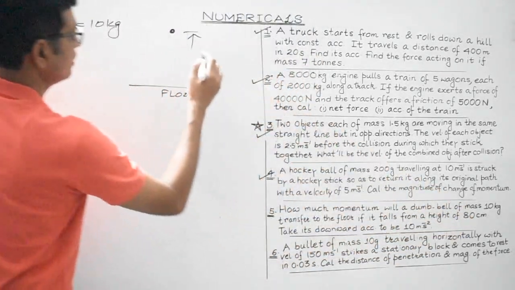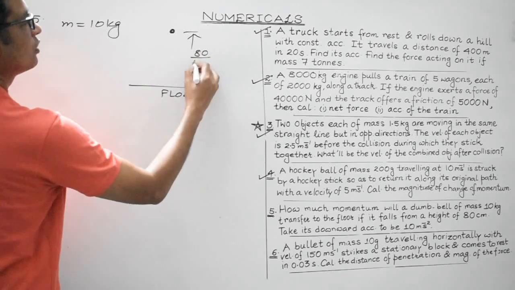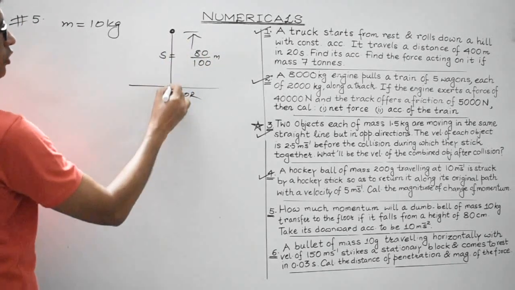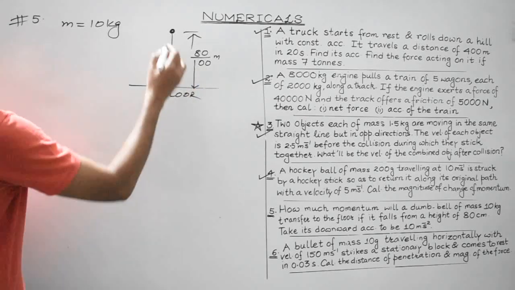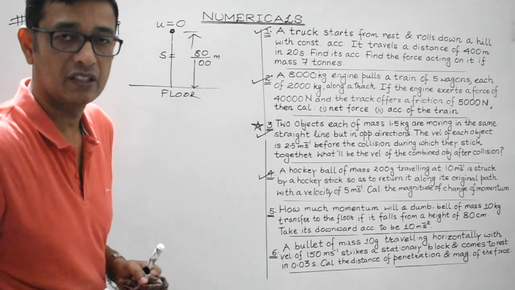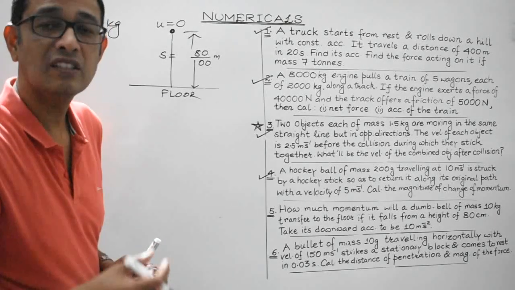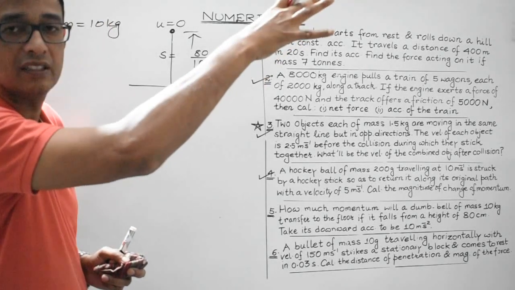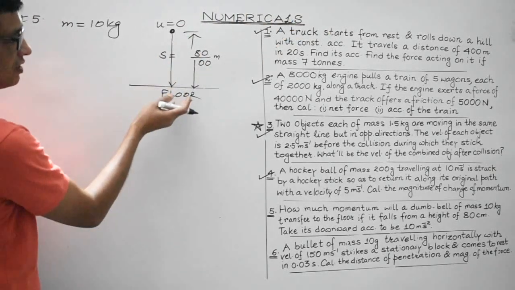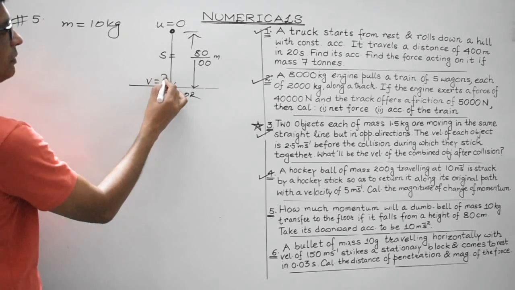Height of 80 centimeter. So let's convert it in meters. So 80 by 100 meters. This is the distance, right? It falls through this distance. During the free fall, we are aware the initial velocity of the body is 0. Just drop it like this. So during the free fall, the initial velocity is 0. So when it just strikes the floor, then velocity can be calculated.